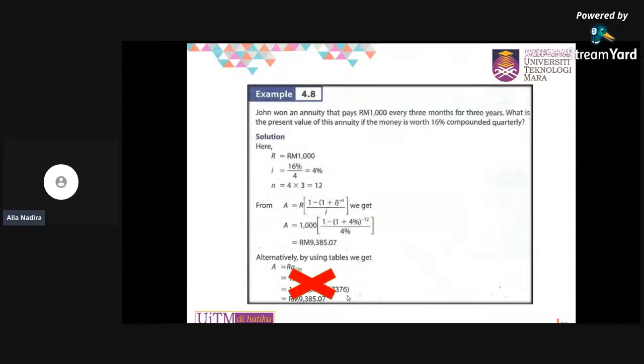Okay, then what is the total interest? So substitute into interest formula and R minus A. Okay. Same goes to the question juga. One, an annuity pays 100 every 3 months for 3 years. What is the present value? Okay. So this one is also present value.